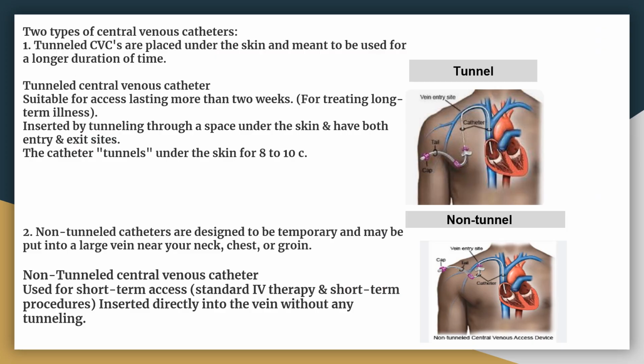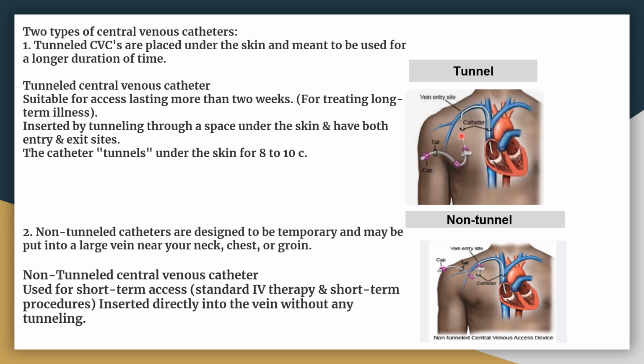So the second important concept here is the tunnel. Two types of central venous catheter. The tunneled CVCs are placed under the skin and meant to be used for a longer duration of time. Tunneled central venous catheters are suitable for access lasting more than 2 weeks and are inserted by tunneling through the space under the skin and have both an entry and exit site. The catheter tunnels under the skin for 8 to 10 cm.